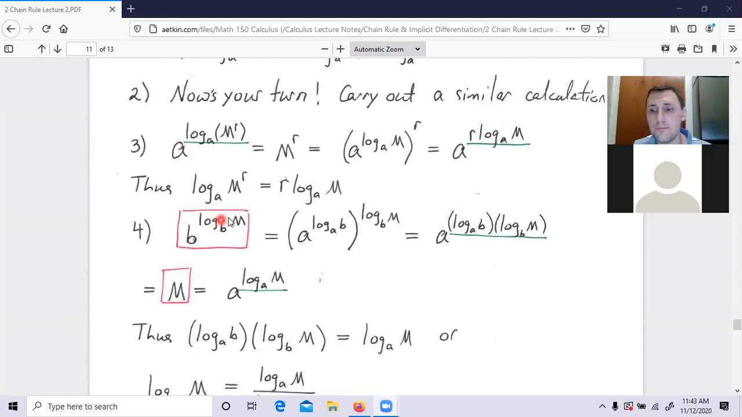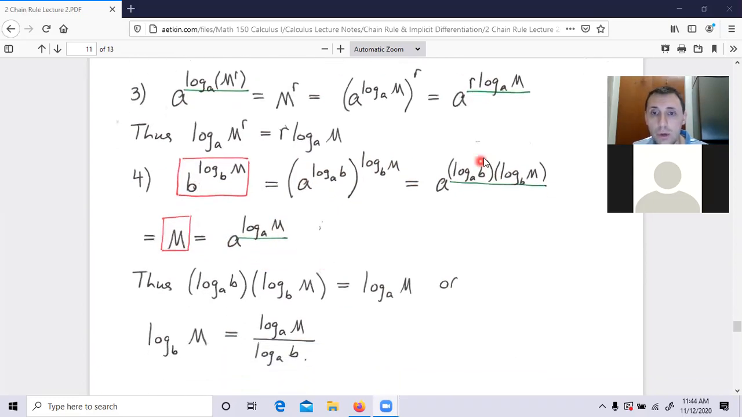So here is property 4. B to the power of log base B of m is simply m, right? And then I want to write log base B of m in terms of base A logarithms in general. All I do is I convert B. B is A to the log base A of B, times this logarithm. Now, A to one power raised to another power is just A to the product of the powers. Yes? And that would equal, it's the same thing here, m. And that is equal to A to the log base A of m.